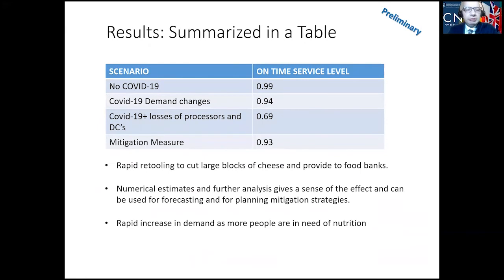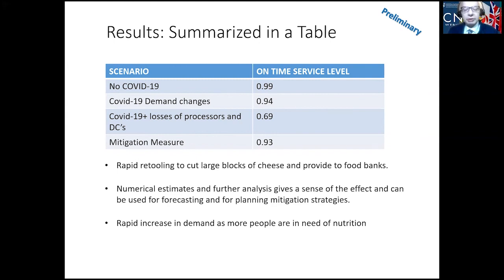Kind of summarize some of these results in a table. This is preliminary, but in this hypothetical 210 node supply chain system, we're predicting that the on-time service level will decrease about 5%, 10% for COVID-19 demand changes, which is dramatic when you think about the effect on a company and so on. And if we assume that the pandemic gets worse, then we can get as much as a 30% disruption, which is consistent with the EcoHealth Alliance, if you consider the number of hungry people metric that the EcoHealth Alliance used to be equivalent.